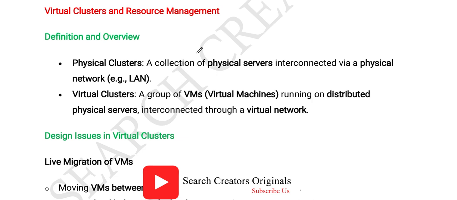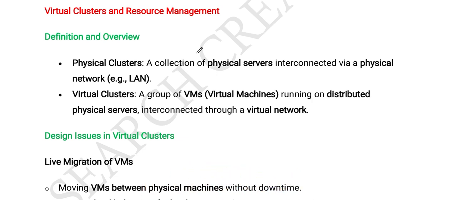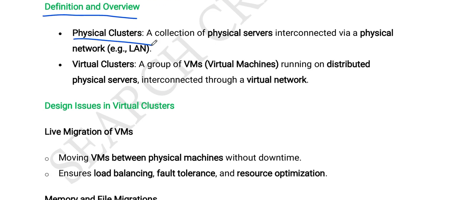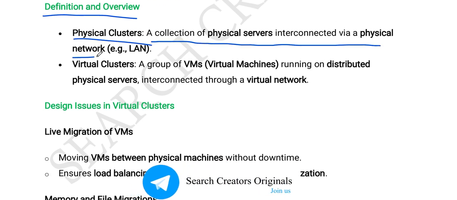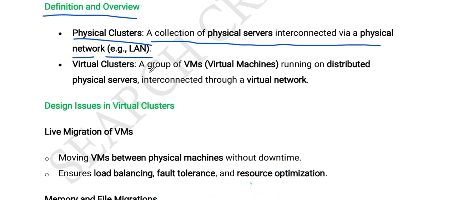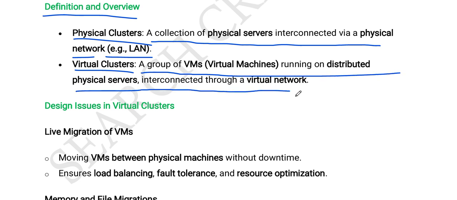In this video, we are going to look at the further topic in Module 2 of Cloud Computing, which is Virtual Clusters and Resource Management. First, we are going to look at the definition and overview. Physical clusters: a collection of physical servers interconnected via physical networks, for example LAN. LAN is local area network. Next is virtual clusters: a group of virtual machines running on distributed physical servers interconnected through a virtual network.